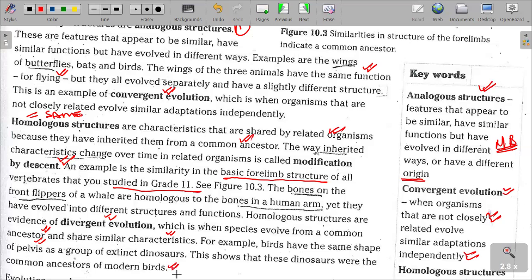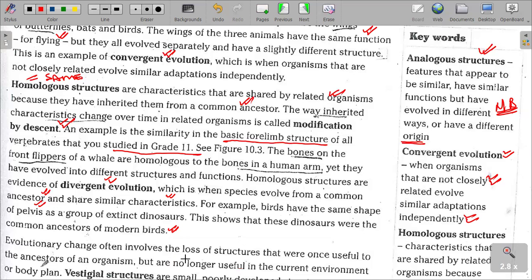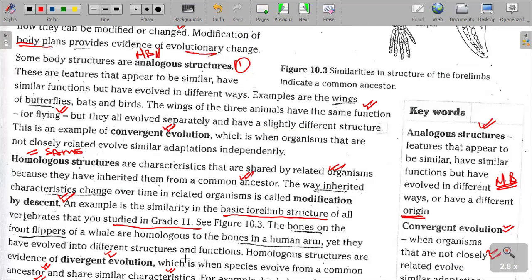The modern bird that we see today evolved from what? From the dinosaurs, because there is a pelvis found in the birds of today, which is a feature inherited from those ancient dinosaurs.